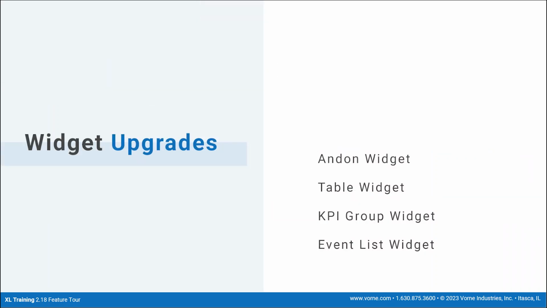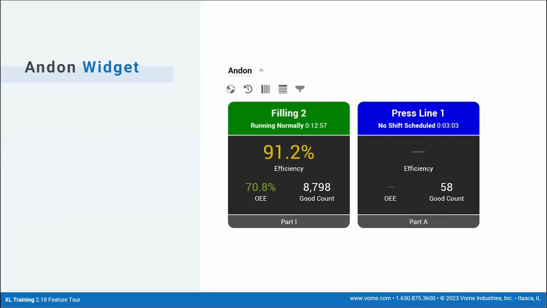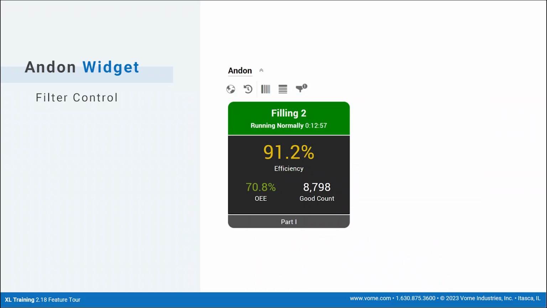Next, let's look at enhancements we've made to the Andon, Table, KPI Group, and Event List widgets. The Andon widget has 2 new live controls. The Filter Live control enables you to show or hide work centers based on metric and dimension values. For example, you can hide work centers that are not scheduled for production by creating a filter that excludes work centers with an impact value of not scheduled.